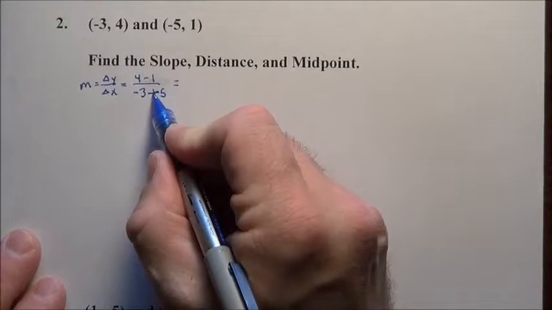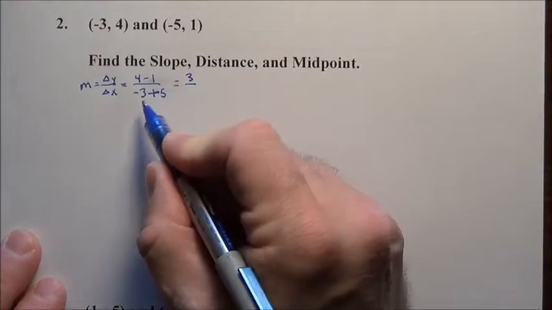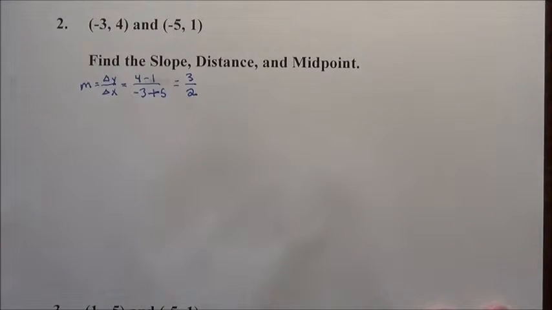That minus negative is going to change to plus. So we're going to get 3 on top. Negative 3 plus 5 is 2. So the slope in this case, and we can leave it as an improper fraction, this is the one time you can do it, the slope is 3 over 2.